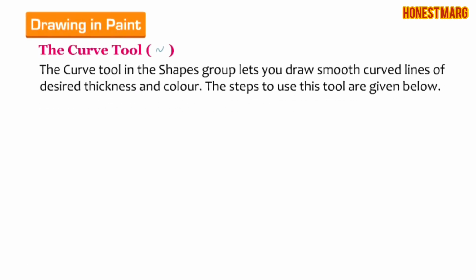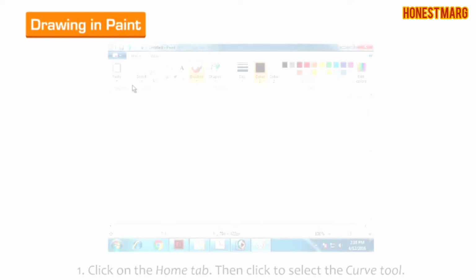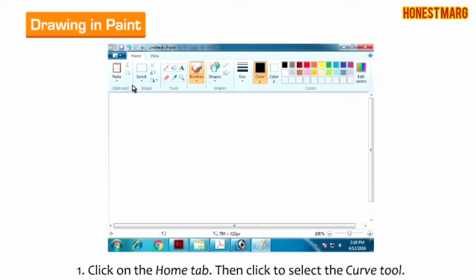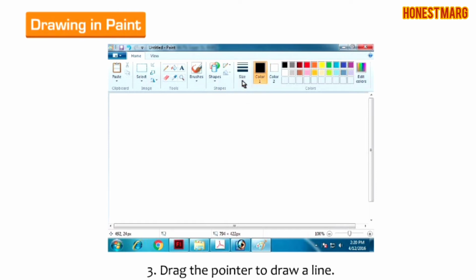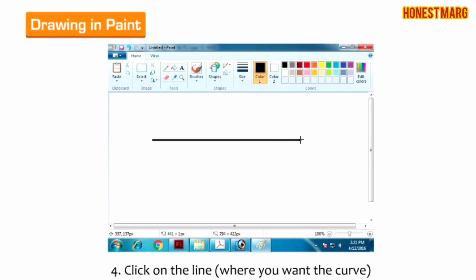The Curve tool. The Curve tool in the Shapes group lets you draw smooth curved lines of desired thickness and color. The steps to use this tool are given below. 1. Click on the Home tab, then click to select the Curve tool. 2. Click to select the line size, color and outline style. 3. Drag the pointer to draw a line.